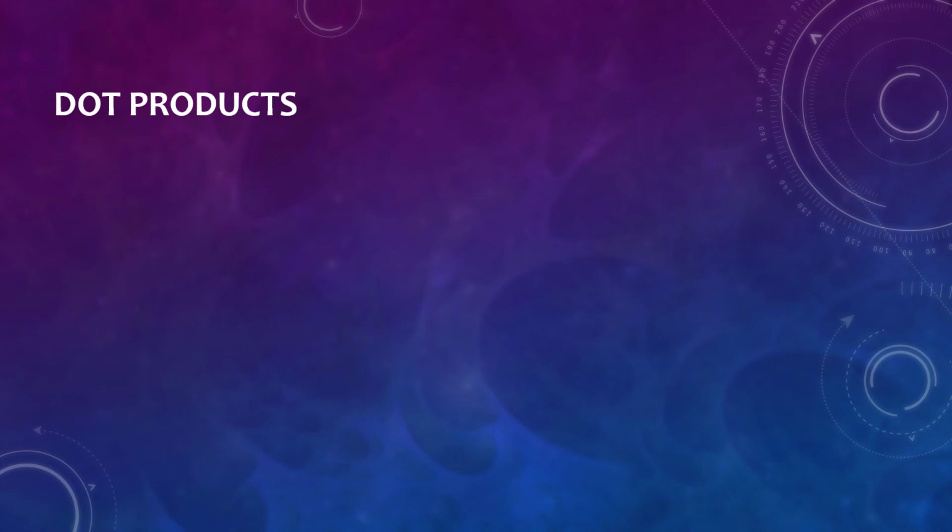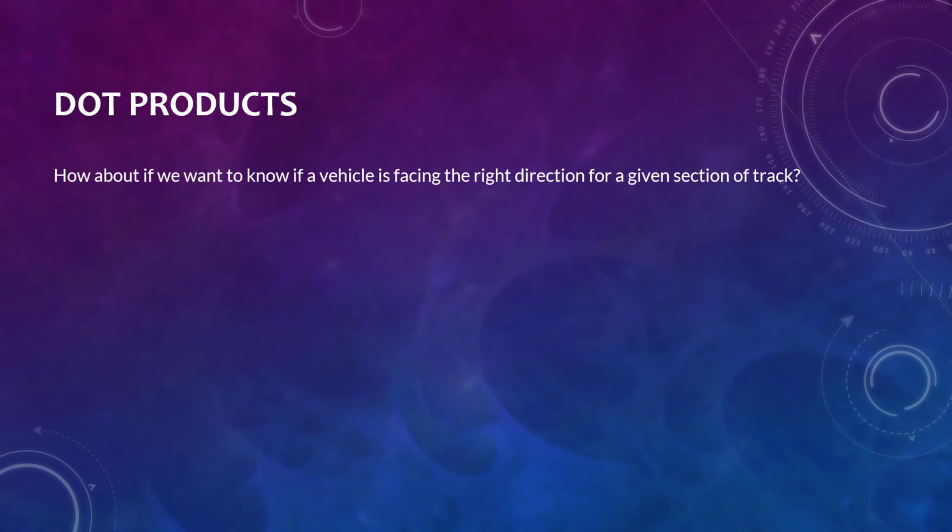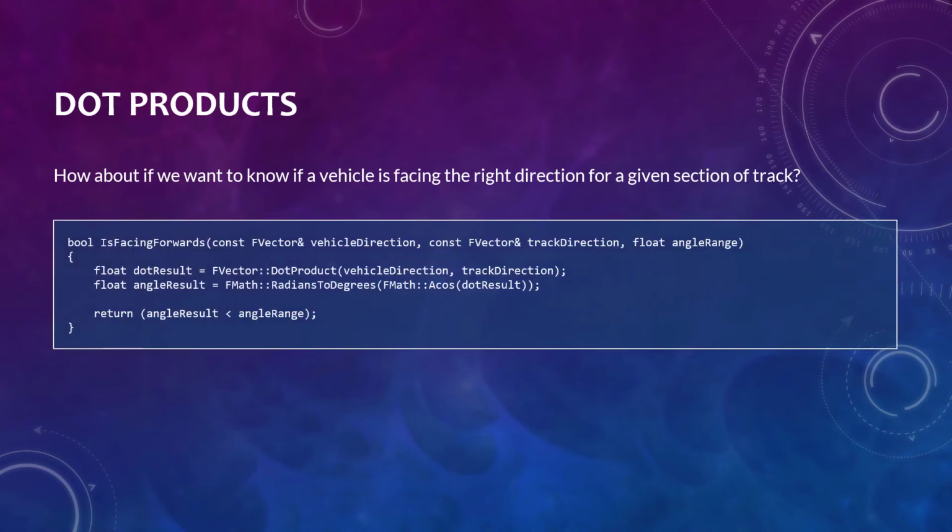How about if we want to know if a vehicle is facing in the right direction for a given section of track? Well, check this out. So here we can quickly determine if our vehicle's direction is within the range of degrees that we specify to the given track direction. And if the result is false, then pop up the old driving in the wrong direction warning onto the player's HUD. But here, it is important that the input vectors are normalized because we do care about the scale of the result as we're comparing it to another number of a set scale. In this case, angle range.